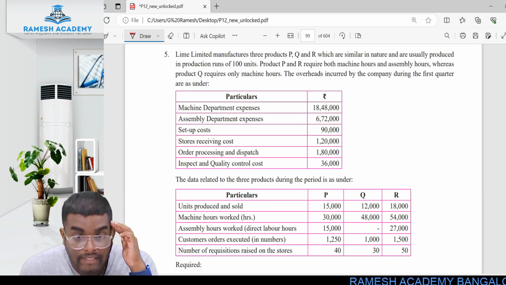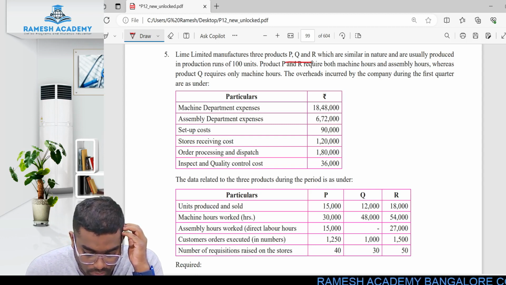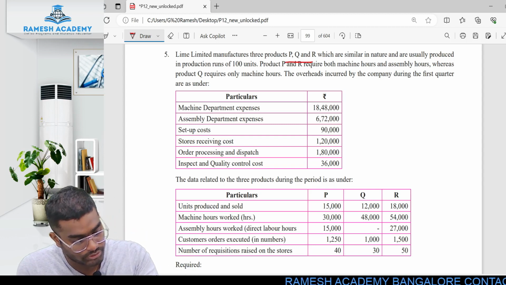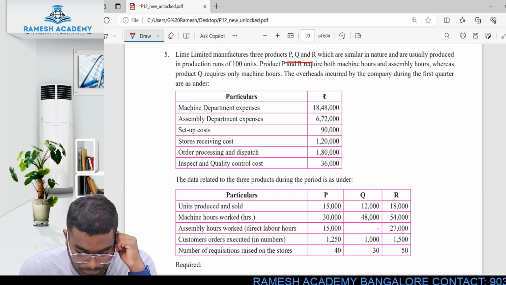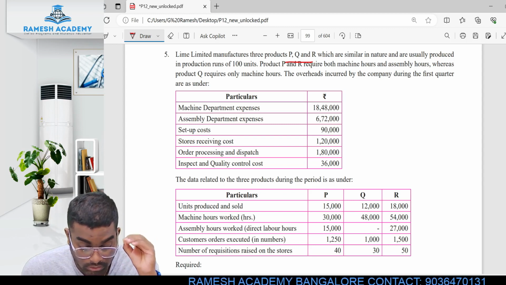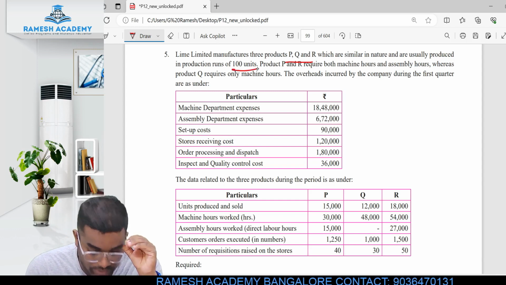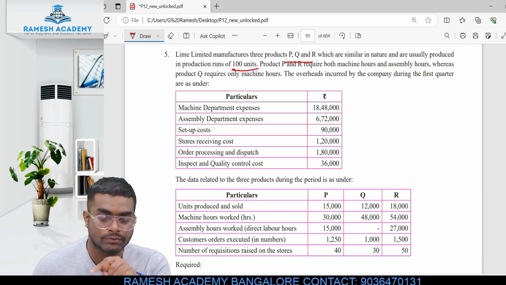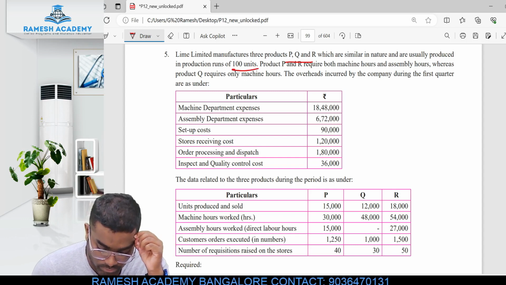So Lime Limited manufactures 3 products P, Q and R. Okay, so they are producing 3 products, which are similar in nature and are usually produced in production runs of 100 units. So in one production run 100 units will come out. Please be careful about this point.